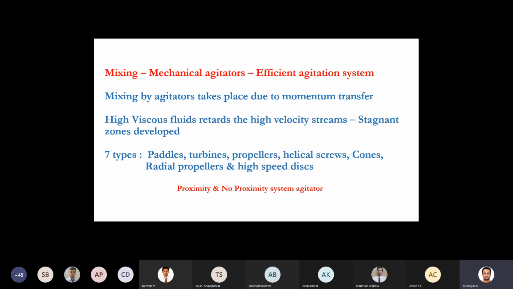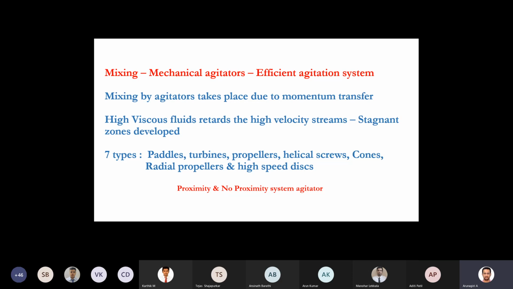This will increase the velocity of the stagnant fluid. Energy is transferred from the agitator or stirrer to the fluid. This will successively transfer to the fluid molecules. So the momentum is transferred and mixing takes place, and you will get uniform mixing. That's the main objective in this type of equipment. So we have to provide suitable mixing arrangements.